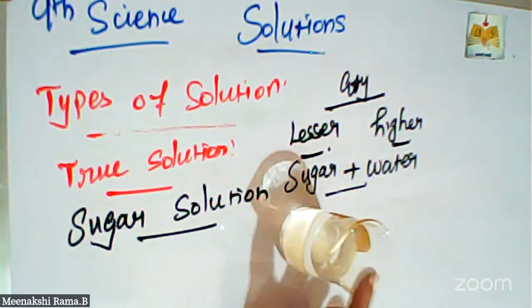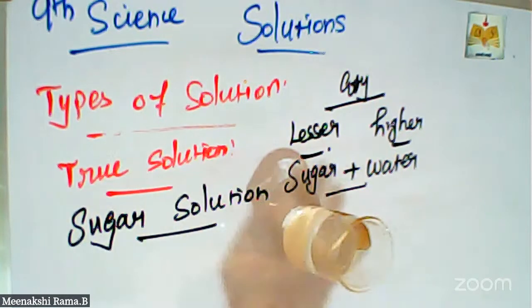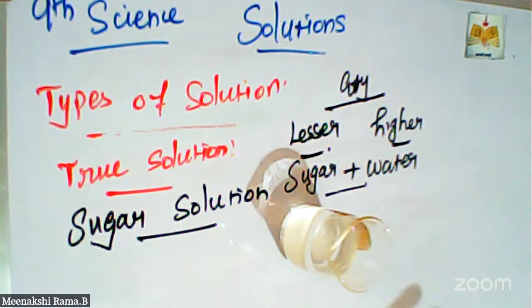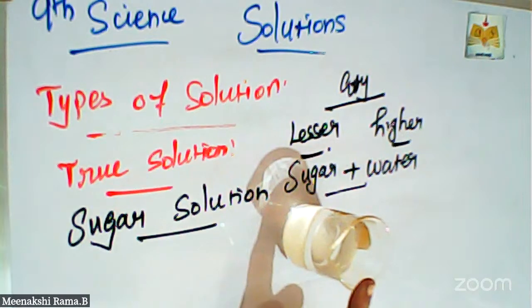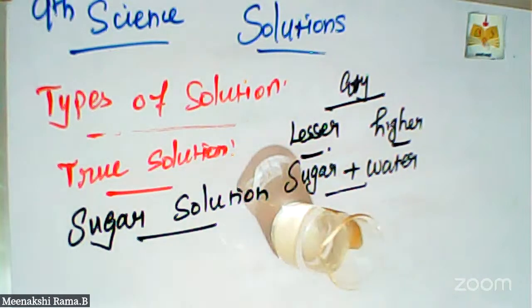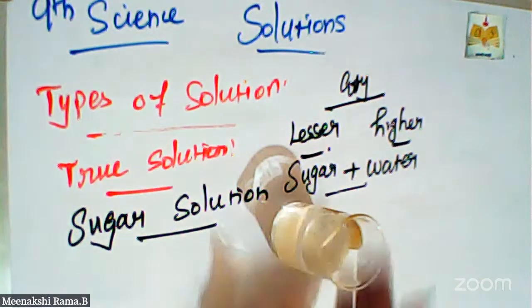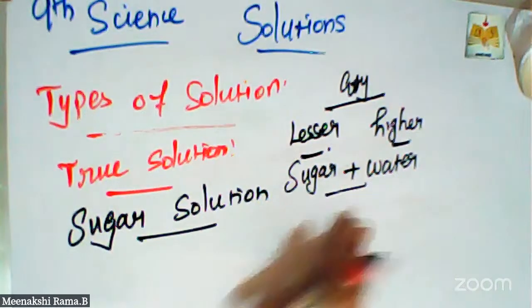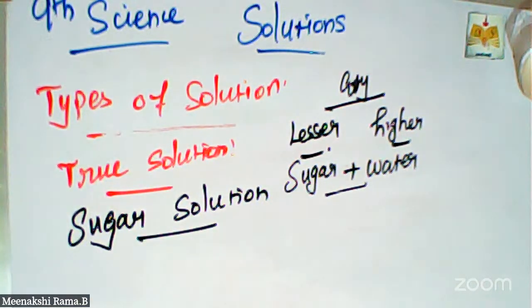So the clear solution is called a true solution. This is a sugar or salt solution, whatever it may be. Sugar or salt is completely dissolved in water. The solution is also very clear. This kind of solution is called a true solution. So the particles are completely dissolved. So this mixture is called a true solution. That is the main property.